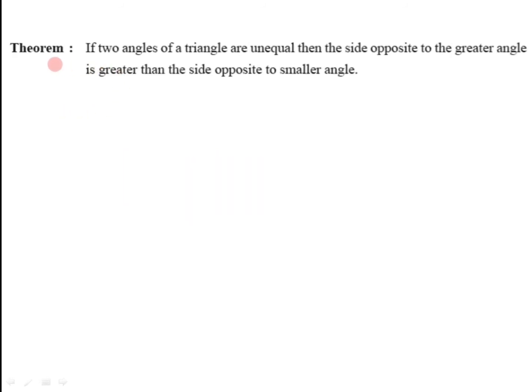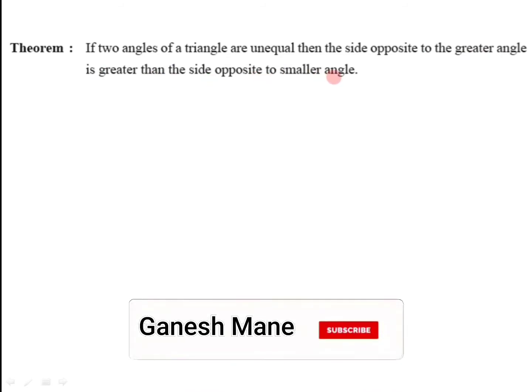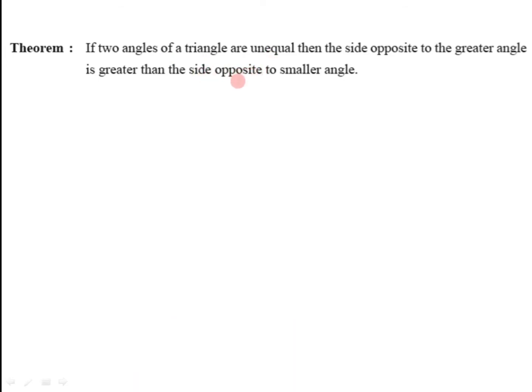Let us have the statement of the theorem. If two angles of a triangle are unequal, then the side opposite to the greater angle is greater than the side opposite to the smaller angle. So this is the statement of the theorem. To prove this, we need a diagram. So let us have this diagram.